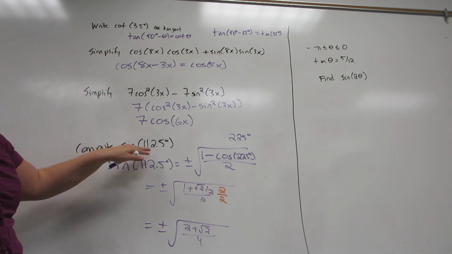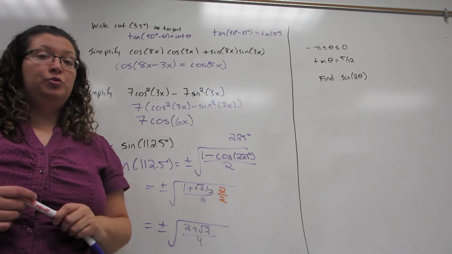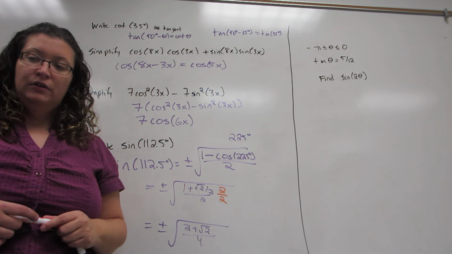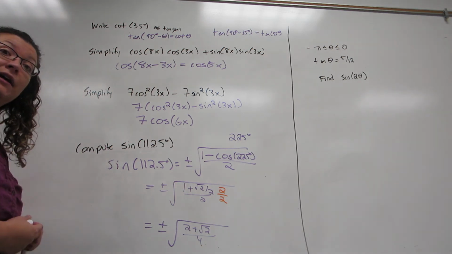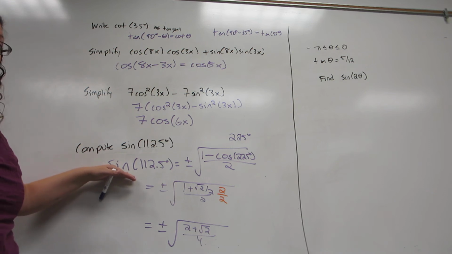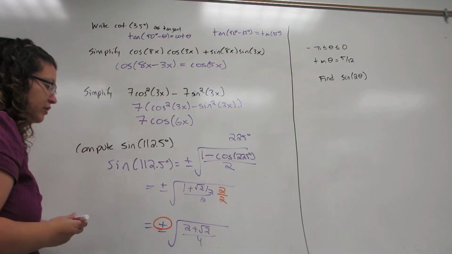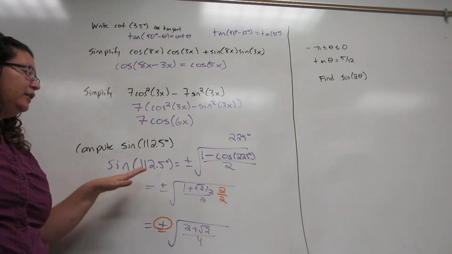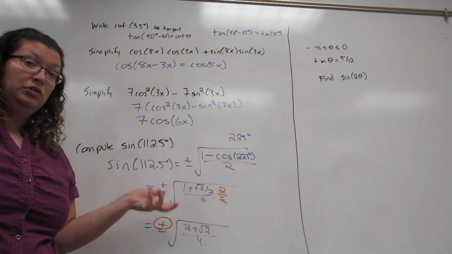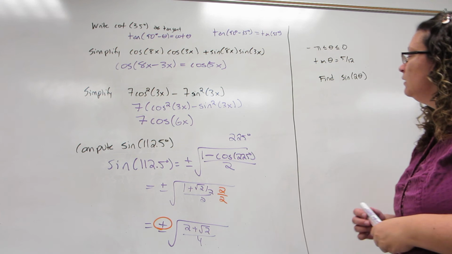Now, it's time to determine if it's plus or minus. We are computing the sine of 112.5 degrees. What quadrant is 112.5 degrees in? We pause and think about it, we figure it out, and we realize that it's in the second quadrant. Now, in the second quadrant, is sine positive or negative? And the answer is positive. So we choose the plus. So it is entirely based on what quadrant this angle is in. And if you can't figure that out because you don't know the actual angle, then don't ever use half-angle identity.